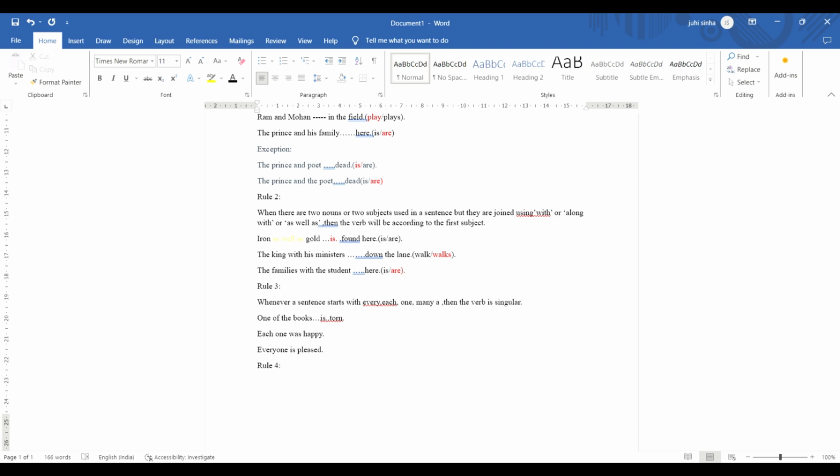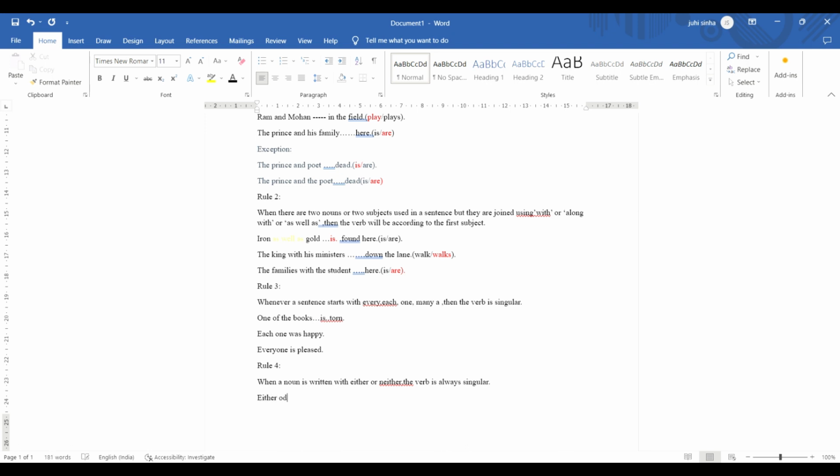What does rule number 4 state? That when a noun is written with either or neither, the verb is always singular. Now, please pay attention. I said if a noun. I did not say if two nouns. If a noun is written with either or neither, the verb is singular.